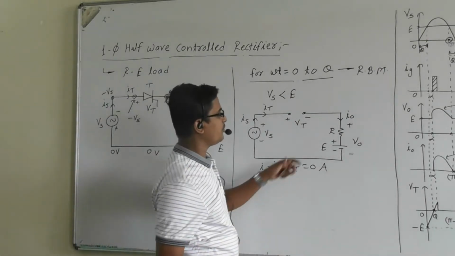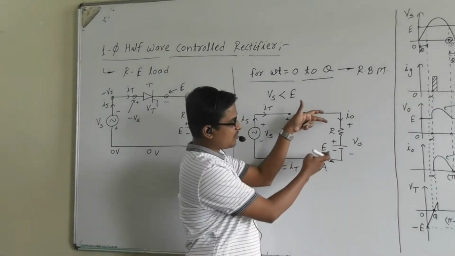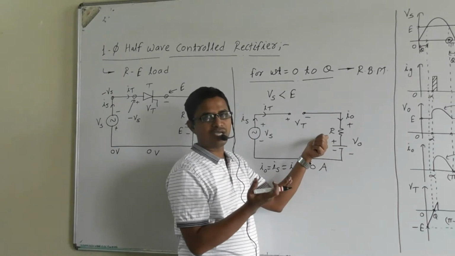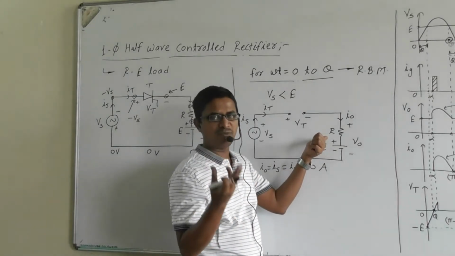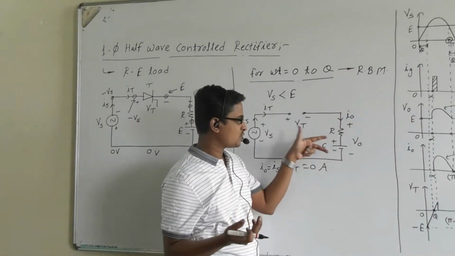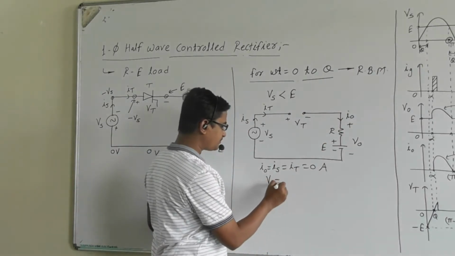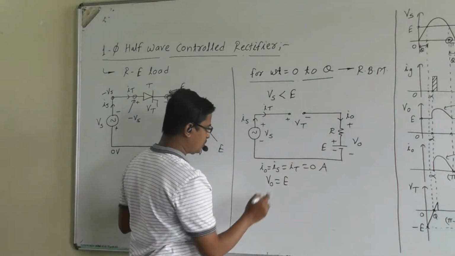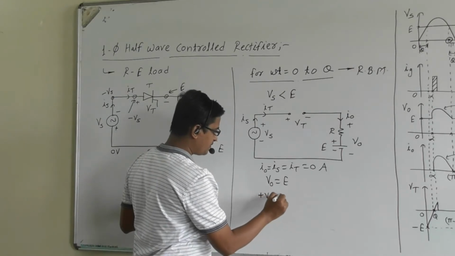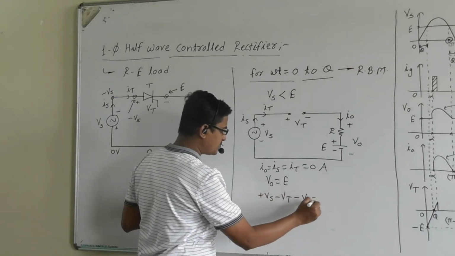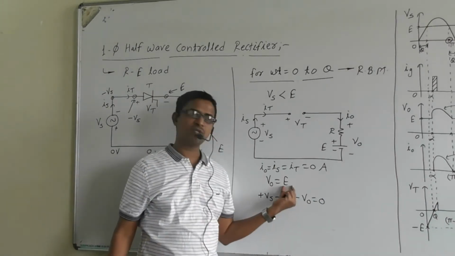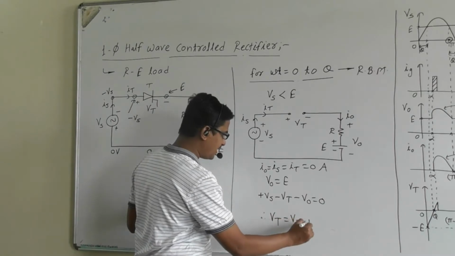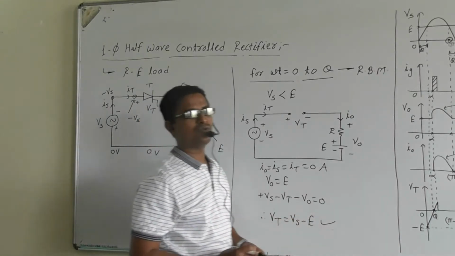Next, now V0. What is V0? That is the voltage across the resistor and the EMF. But the current in the resistor is 0 because I0 is 0. So what is the voltage across the resistor? Definitely it will be 0 according to Ohm's law, I0 into R. So can we say that V0 is equal to E only? V0 is equal to E. Now from this, can we apply KVL to the loop? Yes, it is plus Vs minus Vt minus V0 is equal to 0. But V0 is equal to E, so we can write Vt is equal to Vs minus E.